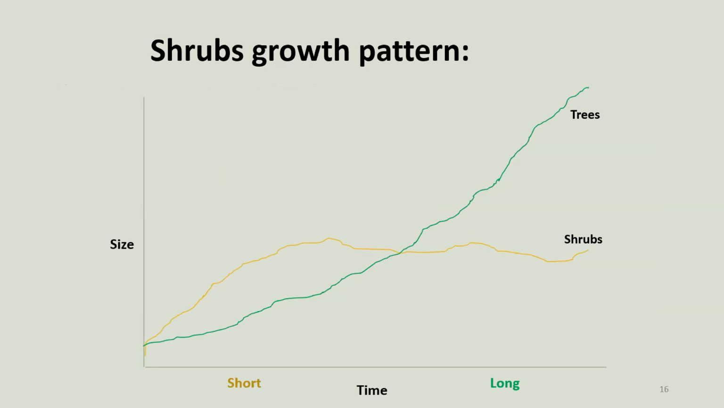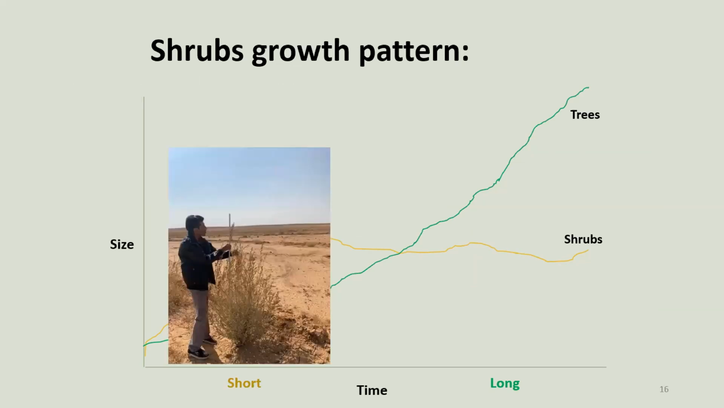One interesting thing in drylands is the growth patterns of trees and shrubs. Although trees might provide more benefits in the long run, in drylands native shrubs are very important in the short run, as they are very effective in stabilizing the land and sequestering carbon. For example, a small shrub can reach more than 1 meter in size in 1 or 2 years.